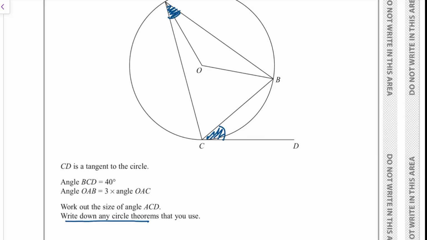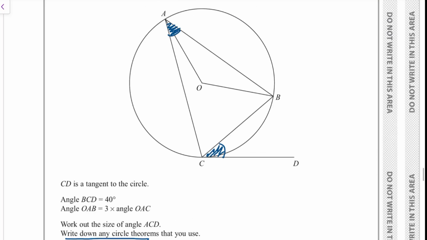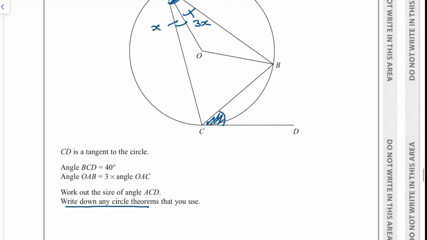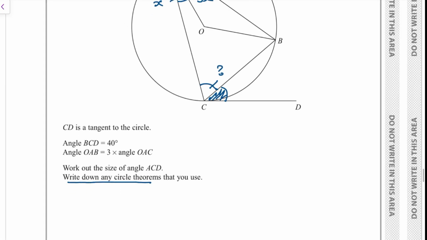OAB is 3 times what? OAB, okay. So that's 3 times OAC, okay, I know what it's doing. OAC, which is this. And work out the size of ACD. So it wants ACD, so it wants this one here. Okay, right. And then it says, write down any circle theorems you use. So it just wants a circle theorem.